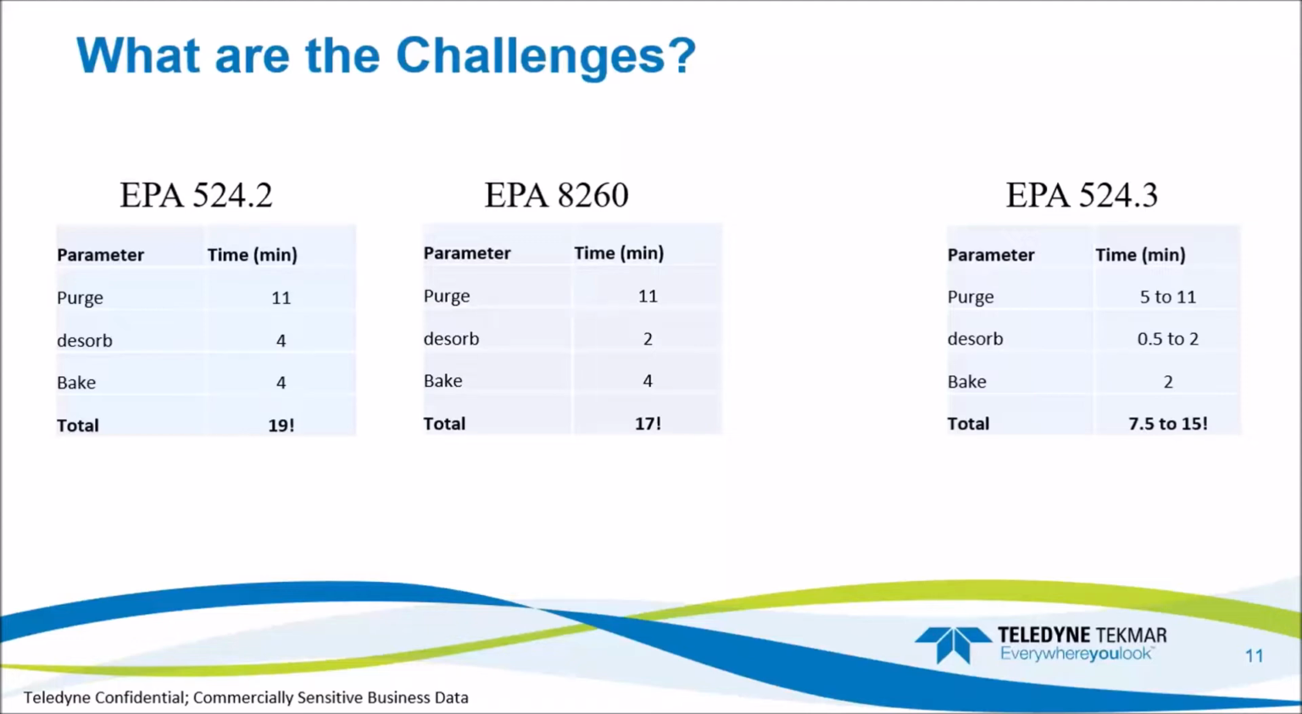You compare that to typical GCs today that can turn out a full list of 80 to 90 volatile compounds with good separation and detection in a 15-minute cycle time. That's from injection to injection. A newer, more updated method like 524.3 allows for more flexibility with less restrictive times for parameters. So you would be able to get those sample cycle times a lot lower.